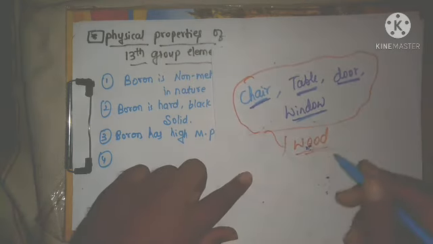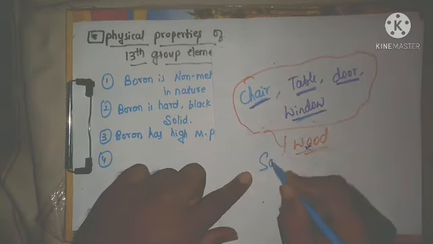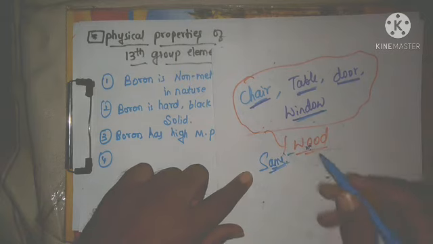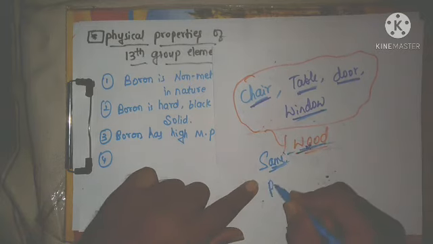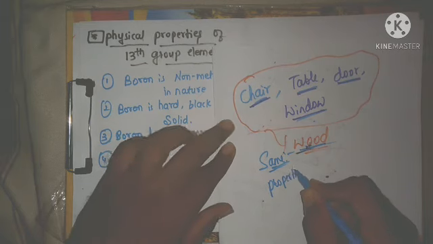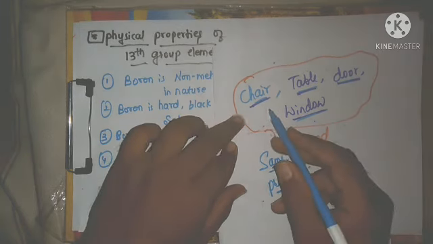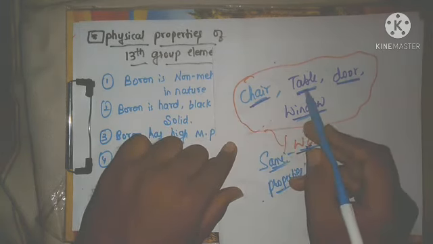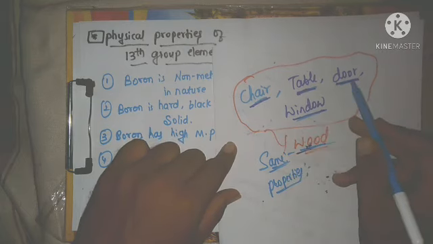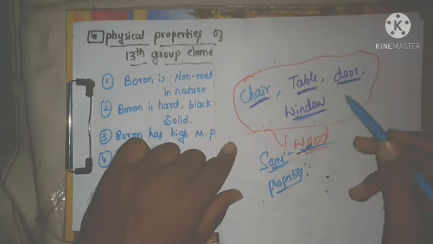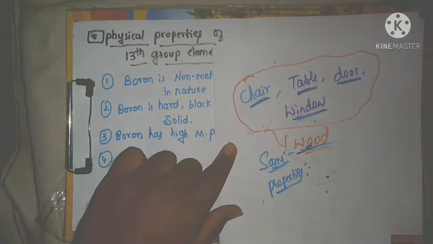But the properties are same or different? All are made up of same element, that is wood. Same material, that is wood. But properties are same or different? You know the property of chair. Why it is used? For sitting. You know where the table is used, where the door is used, where the window is used. Means properties are same or different?